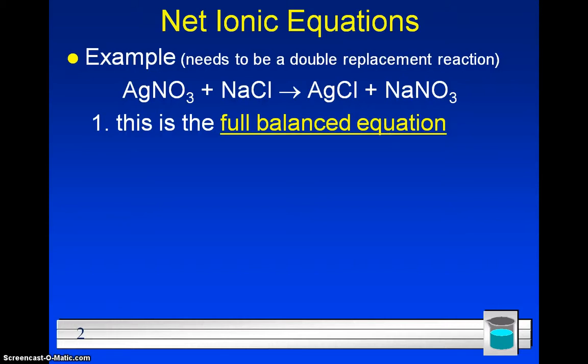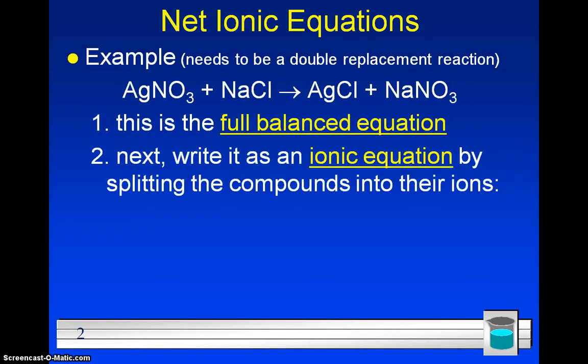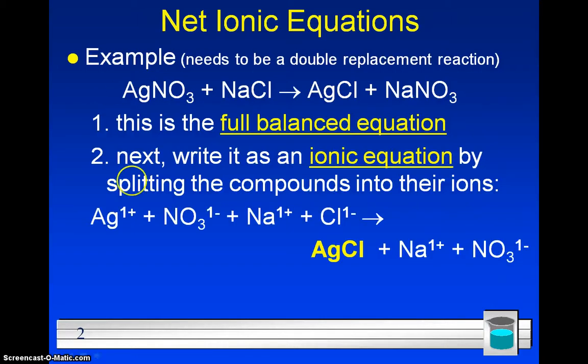If I wanted to write out the full balanced equation, this is it, because they all have a +1 and a -1, so this is the full balanced equation. However, when we write a net ionic equation, this is just going to show the ions that are involved in the actual reaction. We start by splitting the compounds into their ions. So we write silver with a +1, nitrate with a 1-, sodium with a 1+, chloride with a 1-. Almost like they have been dissolved in water and separated into their ions like they actually do.